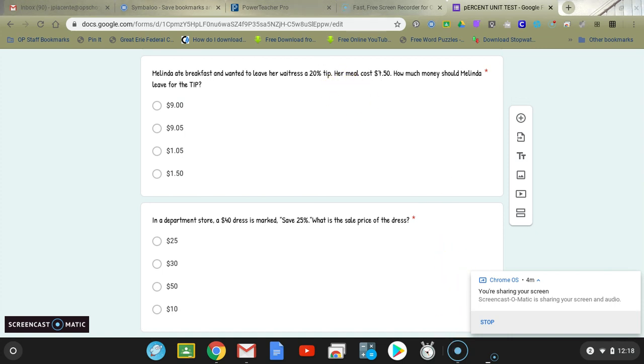So I'm not needing to find her actual total of her meal. I just want the tip. So be careful with this one. Very, very careful. I just want the tip. Make sure you also round to the nearest cent. So did she get a $9 tip, a $9.05 tip, a $1.05 tip, or a $1.50 tip? Be careful with this one.